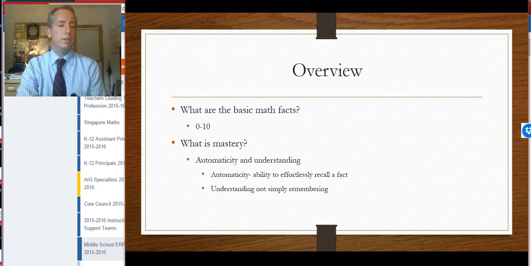We've already talked about the basic math facts. A quick flashback to that opening session way back in September or October: when we're talking about mastery, we're talking about two things, automaticity and understanding. So automaticity, not to be confused with memorization.